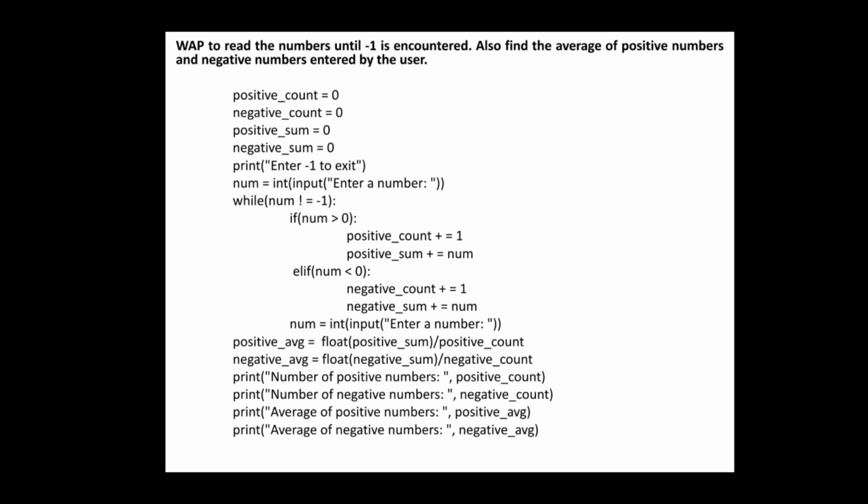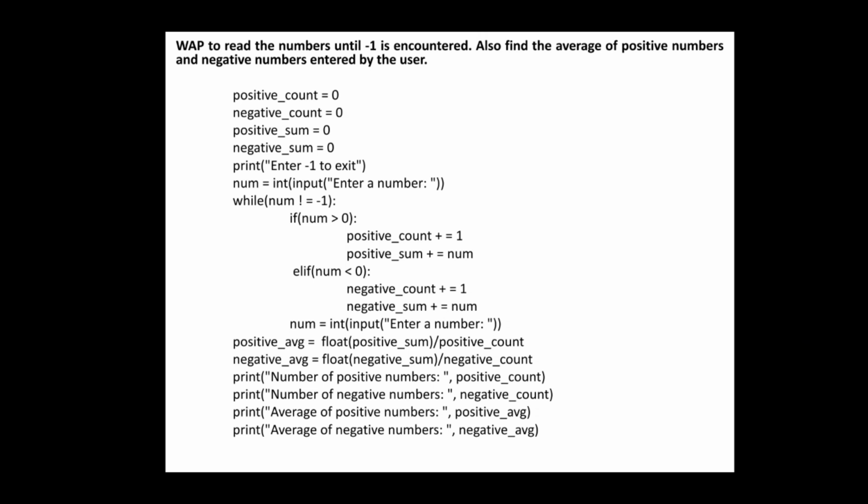Now write a program to read the numbers until -1 is encountered. Also find the average of positive numbers and negative numbers entered by the user. So positive_count = 0, negative_count = 0, positive_sum = 0, negative_sum = 0. So this is initializing the variables. 4 variables we have taken.